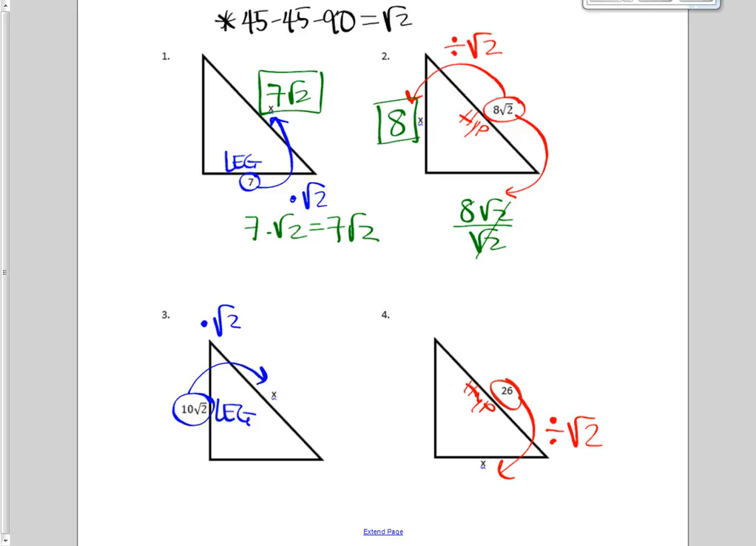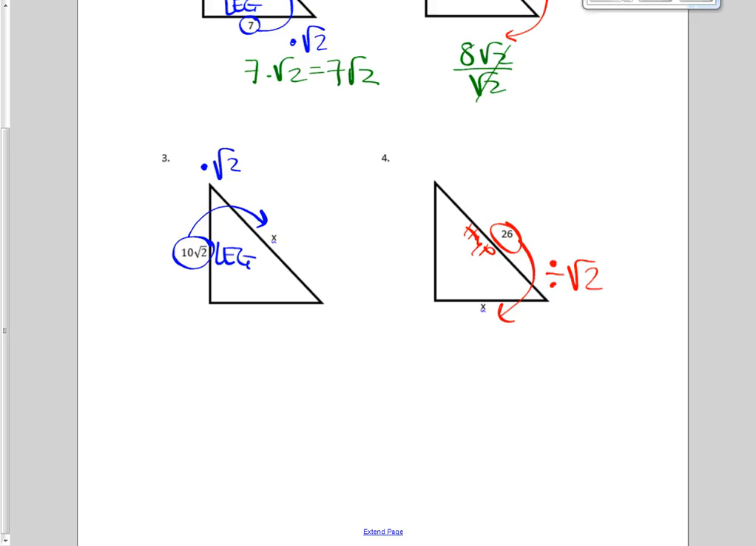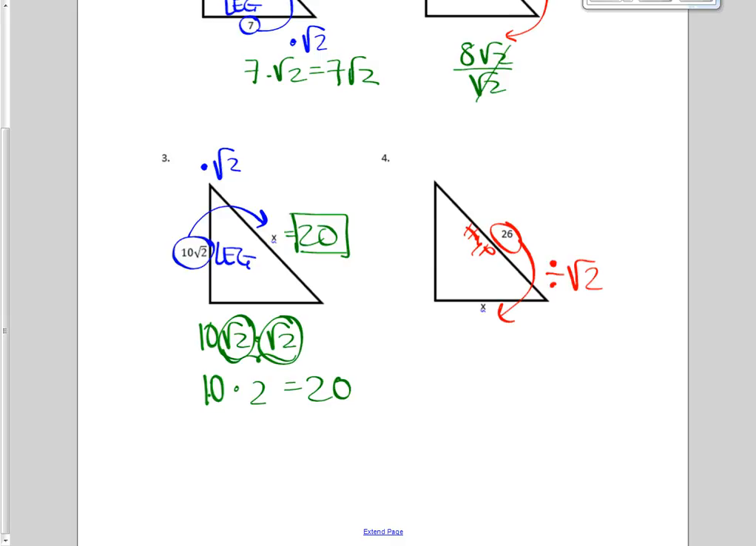Then down here, it's a little bit more complicated. If I take 10 radical 2 and I multiply it by radical 2, these 2 things together become a regular 2. So this would be 20. So anytime you multiply the same radical by the same radical, it just takes the radical off.